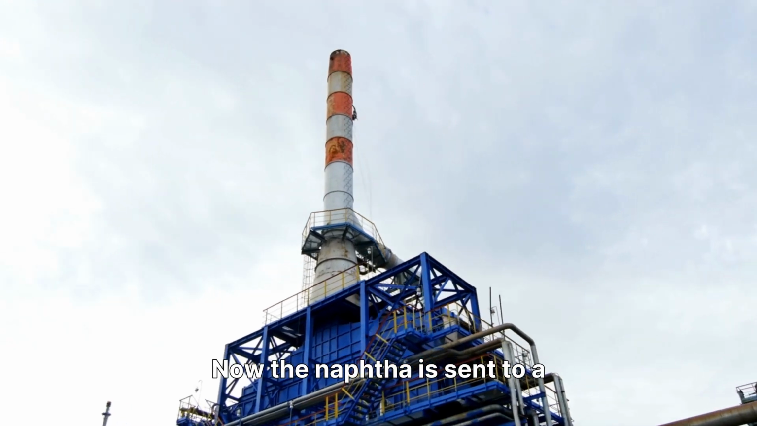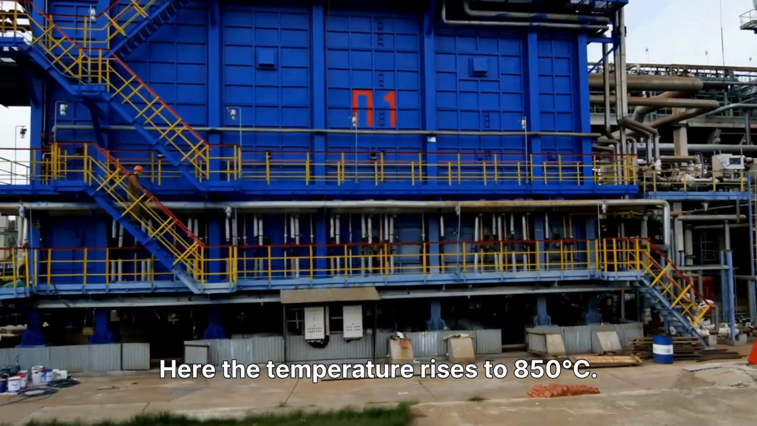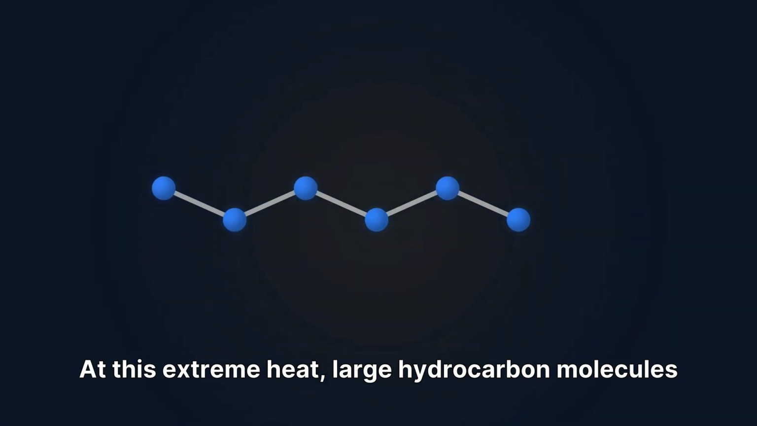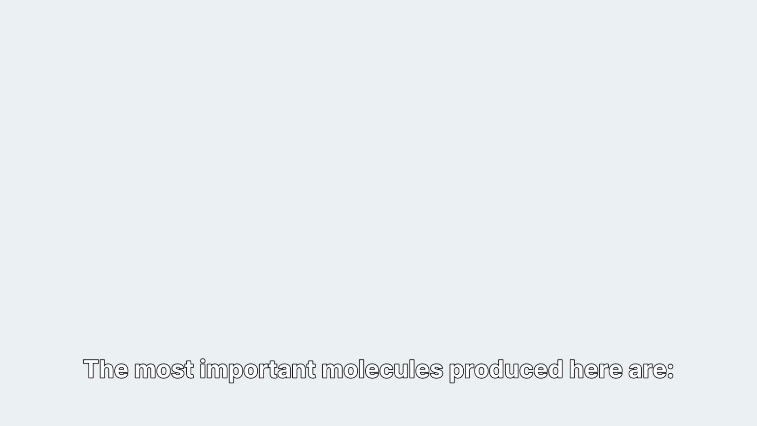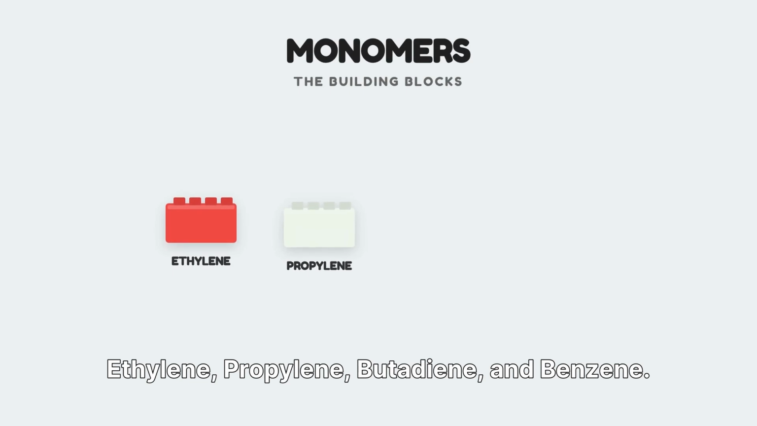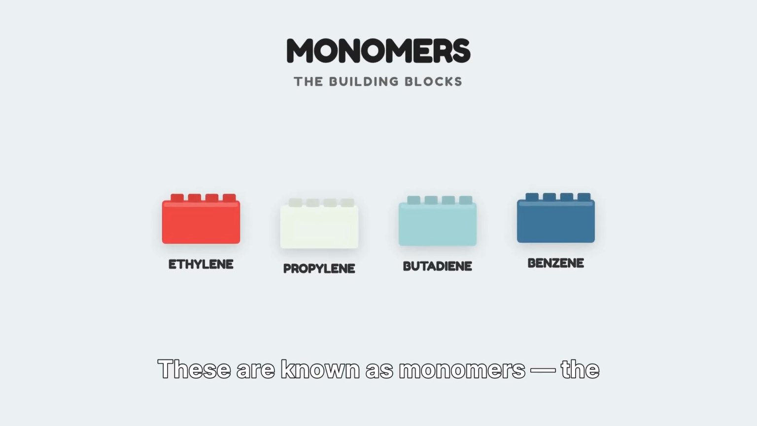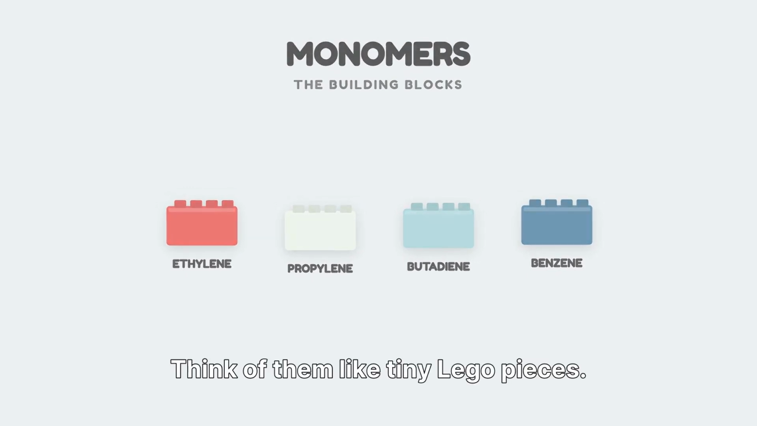Now the naphtha is sent to a unit called a steam cracker. Here the temperature rises to 850 degrees. At this extreme heat, large hydrocarbon molecules break into smaller molecules. This process is called cracking. The most important molecules produced here are ethylene, propylene, butadiene, and benzene. These are known as monomers, the building blocks of plastic. Think of them like tiny Lego pieces.